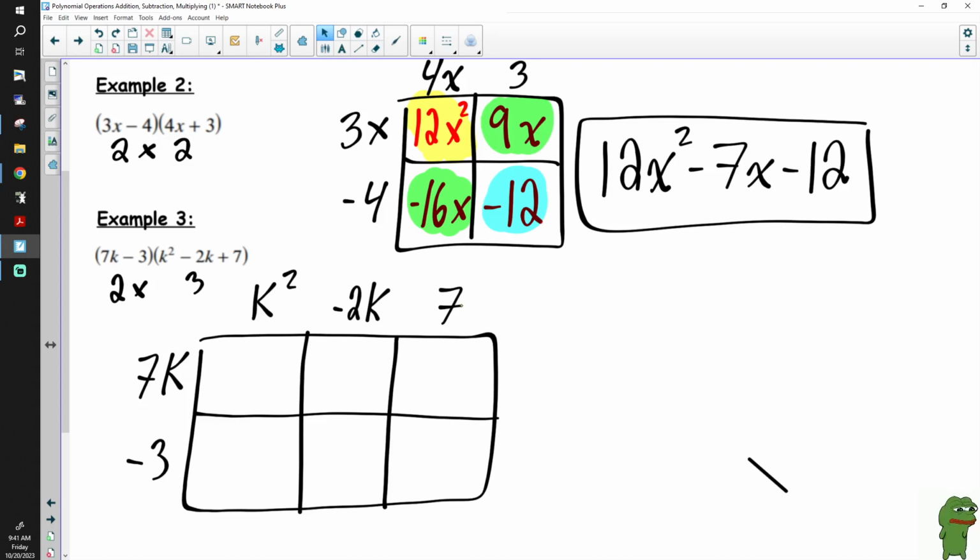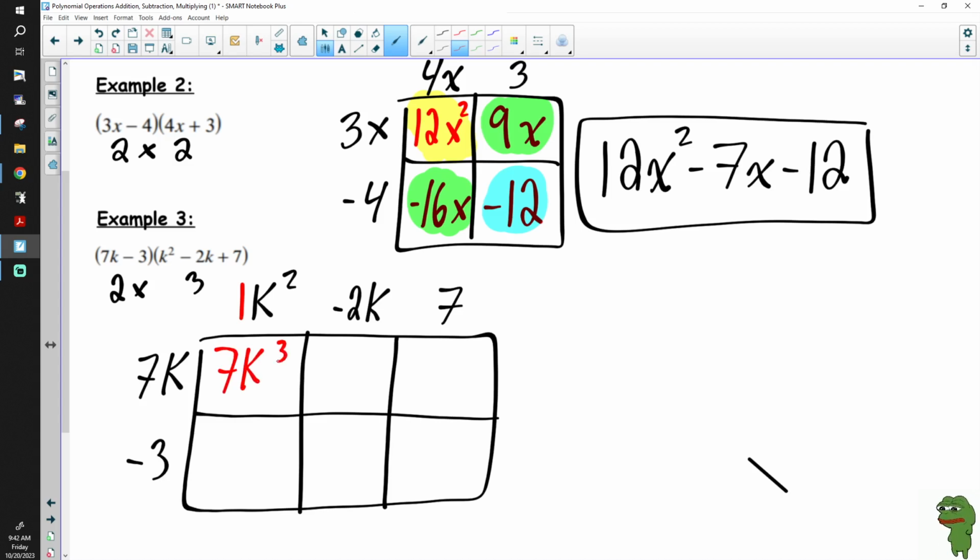Okay, even though our box is a little bigger, we do the exact same thing. Multiply to fill it out. Remember, there's a 1 in front of this k squared, if you want to put that in. Okay, so first box, top left, 7k times 1k squared. 7k to the third. How many k's do you have total? 1, 2, 3, so yeah, third.